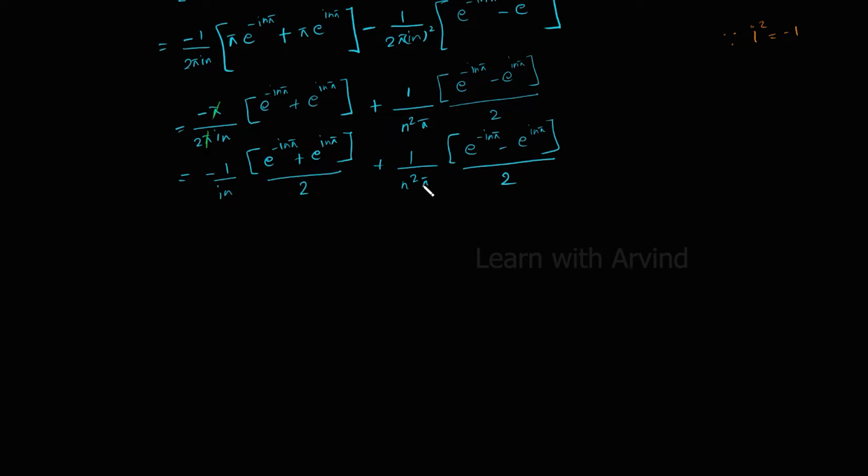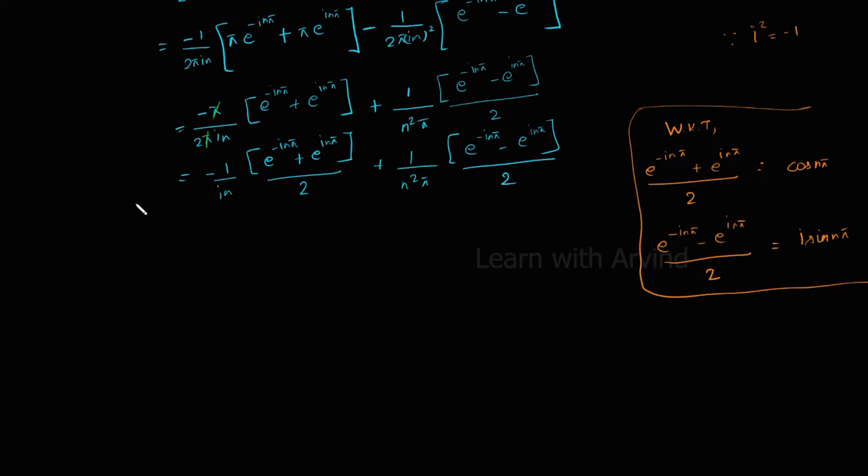We know from when we were deriving the complex form of Fourier series, we used this: e power minus i n pi plus e power i n pi divided by 2 is equal to cos n pi, and e power minus i n pi minus e power i n pi divided by 2 is equal to i sin n pi. We are substituting these values in this equation. We know that sin n pi is equal to 0, so this would get cancelled out and we are left with c n is equal to minus 1 power n divided by minus i n.